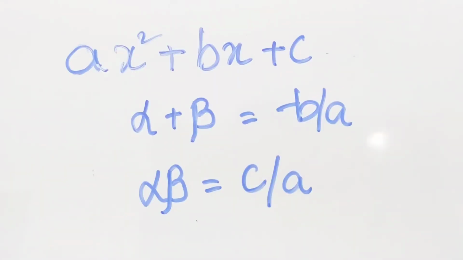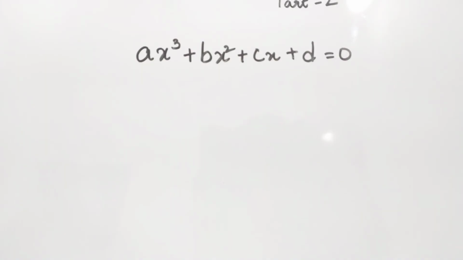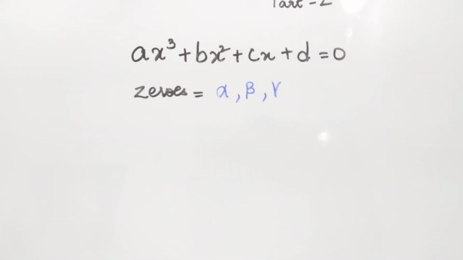So what is the result that we saw when you have ax square plus bx plus c as a quadratic polynomial and alpha and beta are the zeros of the polynomial? Alpha plus beta will be minus b by a and alpha beta will be c by a. Let's say I have a cubic polynomial ax cube plus bx square plus cx plus d equal to 0. We know that it can have a maximum of 3 zeros. Let's say alpha, beta and gamma are the 3 zeros of this polynomial.